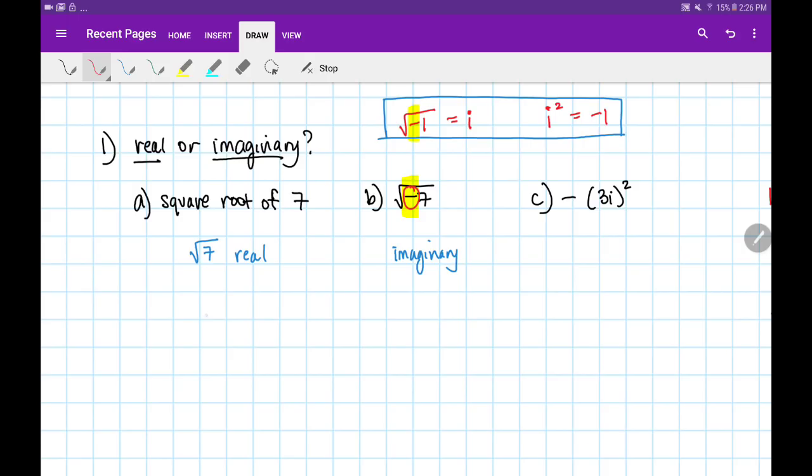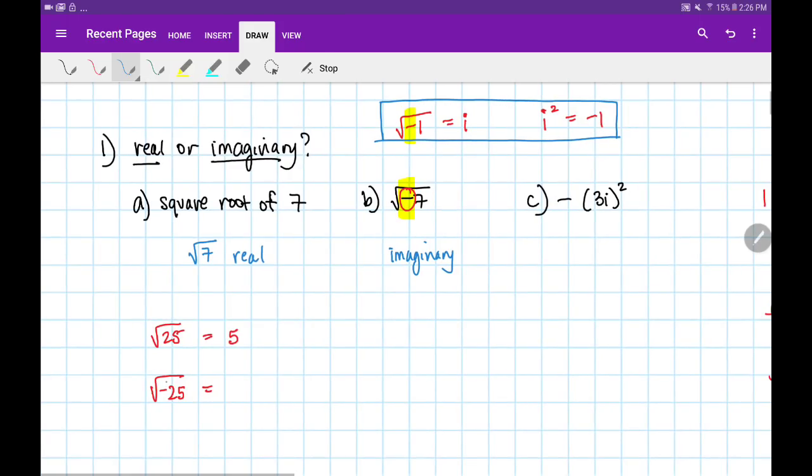Similarly, if I asked you for the square root of 25, you would say that's a real number. The number times itself that gives me 25 is 5. On the other hand, if I said what's the square root of -25, the answer would be, well, the inside negative turns into an i, and then the square root of 25 I know is 5. So again, negative inside means we're imaginary. Let's look at the next problem, C.